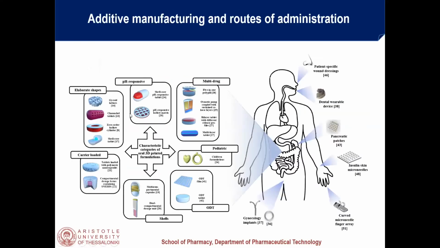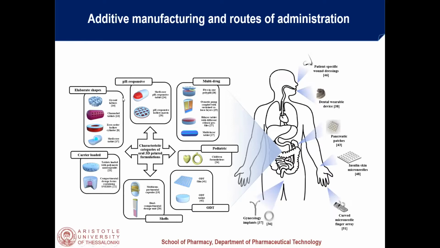Moving to the next slide, we can see the spectrum of 3D printed formulations for different routes of administration. We can see either devices or dosage forms. Oral delivery, either per oral or intraoral, at the moment monopolizes the dosage forms. We can see different shapes for different populations, like pediatric populations. Also ODTs and buccal films are getting more and more popular. Of course, there are also other routes of administration, like skin delivery with microneedles already in the literature, and also implants for gynecology or wearable devices.